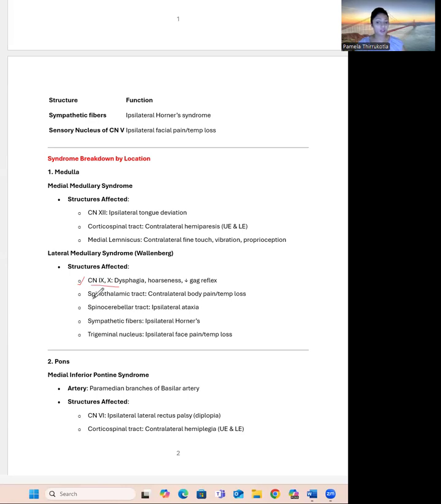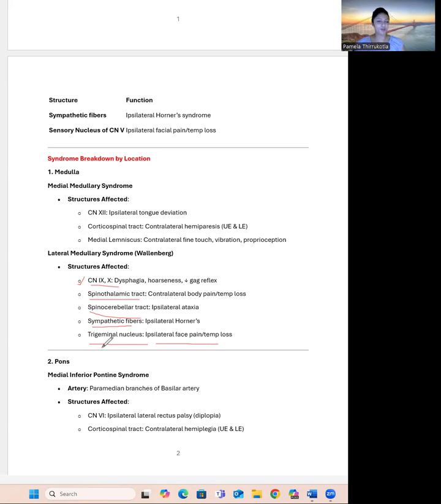And you will also see your first S, which is your spinothalamic tract, which is going to cause contralateral pain and temperature loss. Spinocerebellar, which is going to be ipsilateral. Sympathetic fibers, which is going to have ipsilateral Horner syndrome, and your trigeminal nucleus, which is your sensory cranial nerve nucleus, which is going to cause ipsilateral pain and temperature. Now, did you find those four S in the lateral medullary syndrome?